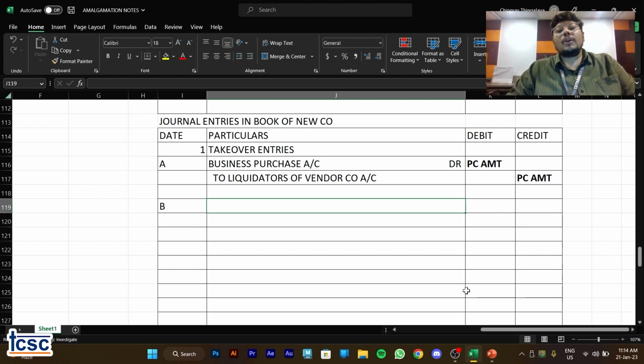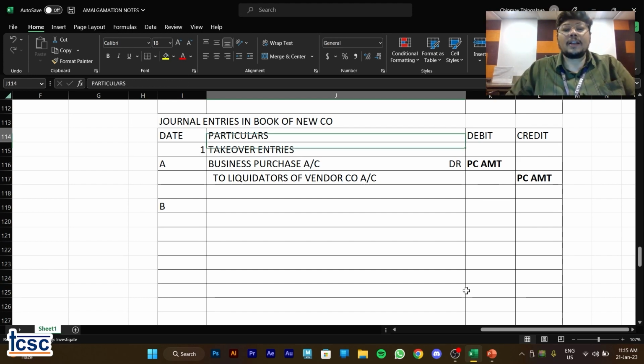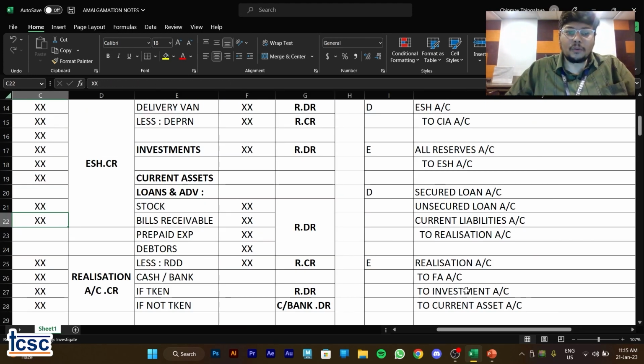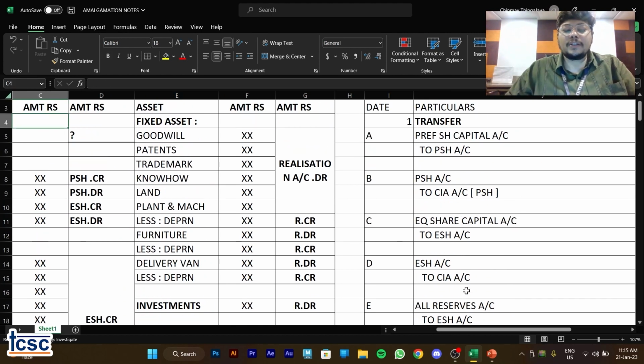Now when I take over some company's business, the assets and liabilities of that particular company become assets and liabilities of the new company. So in our example which we have taken in the question, there are various different types of assets: goodwill, patents, trade know-how, land and building, plant and machinery.